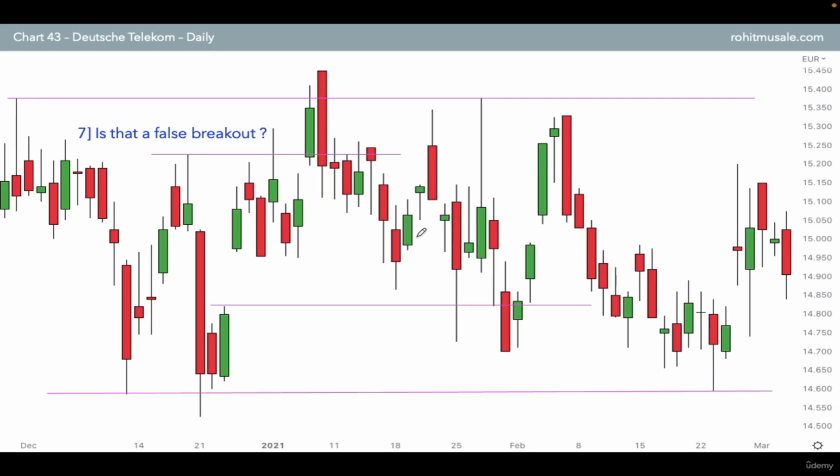Number 7, is that a false breakout? So let's look at this. First, you have a resistance. Second step, you have a test of that resistance. So this is step number 1. Step number 2. Step number 3 is a breakout of the resistance. And step number 4, close back below that pink line. So this candle completes step number 4. So yes, that's a false breakout, and you see the price came down after that false breakout.